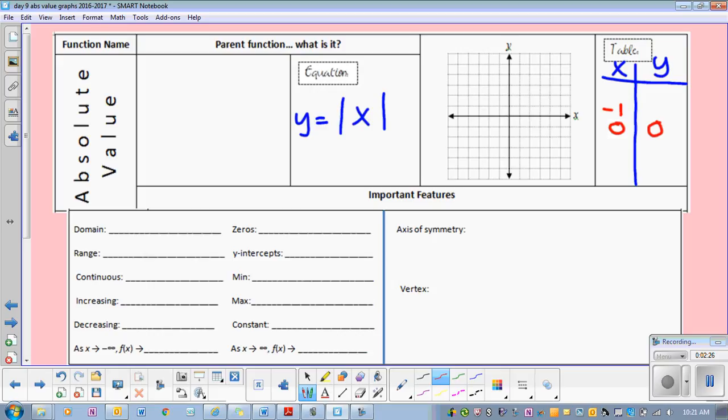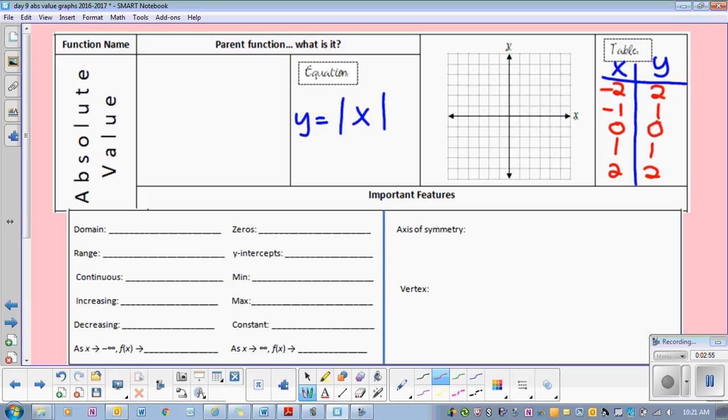How about -1? What happens when I plug in -1 for the x? What's the absolute value of -1? 1. How about -2? What's the absolute value of -2? 2. Right? Look at this. You guys are making your own table. 1 and 2. How about those? Positives. 1 and 2. Good.